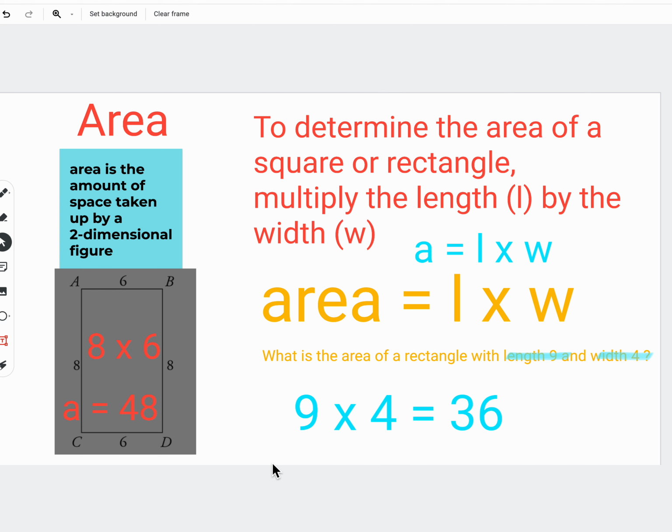Typically on our test problems, area will be expressed in square feet, square inches, and so on for the measurements.